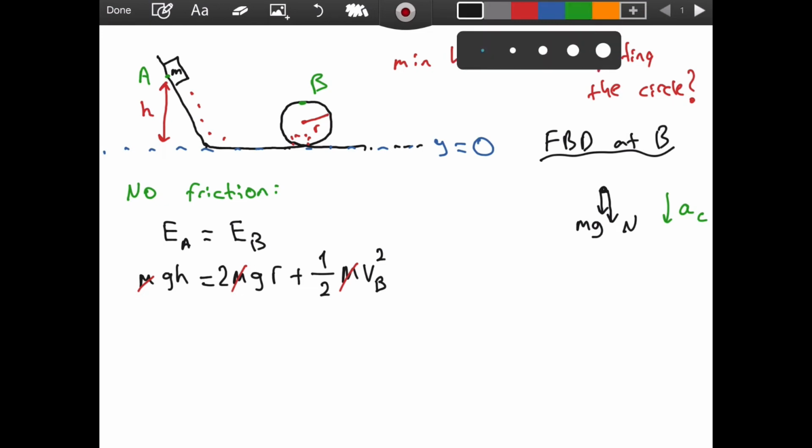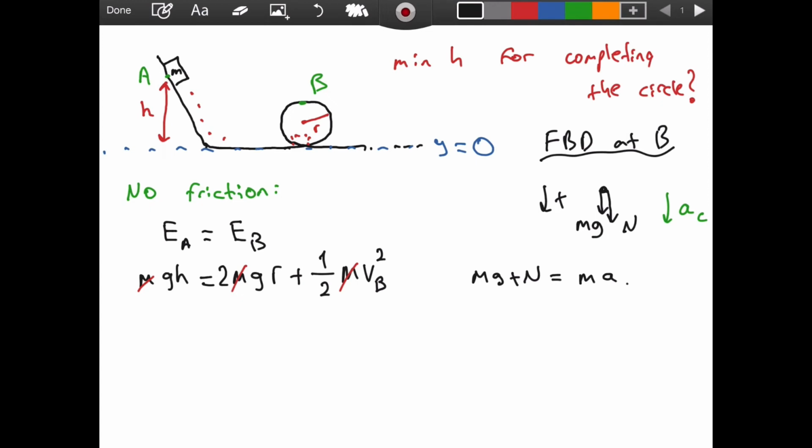So if we have then the sum of all the forces, and let's take downwards as positive here, we have mg plus N is equal to mass times acceleration, which is centripetal in this case. And this comes from Newton's second law, which you can access the derivation of from the cards right now, also from the descriptions part. We just added the forces to get the net force, and it is equal to mass times the acceleration. Acceleration in this case is the centripetal acceleration.